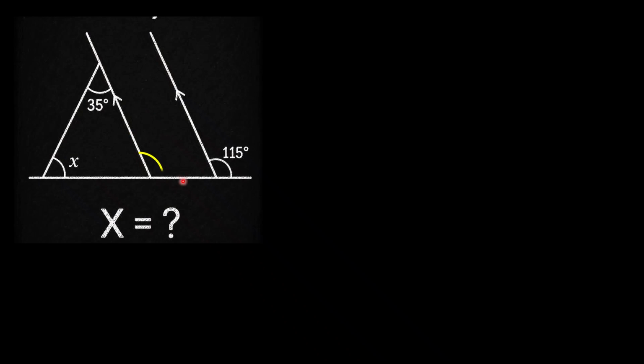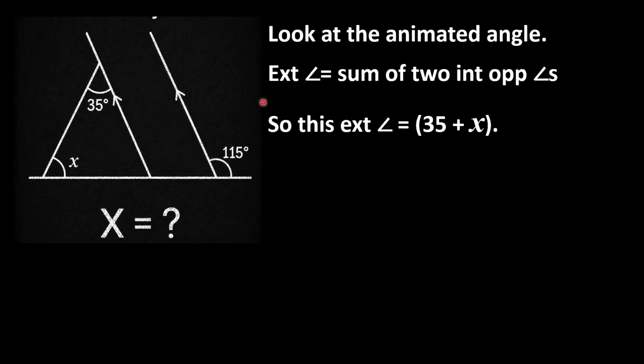Now take this animated arc. You can see the animated arc. This is the exterior angle for this triangle. So the exterior angle is equal to the sum of two interior opposite angles. That is a basic principle you learn in the chapter triangles. Exterior angle is equal to the sum of two interior opposite angles. So the exterior angle is marked 35 plus x.